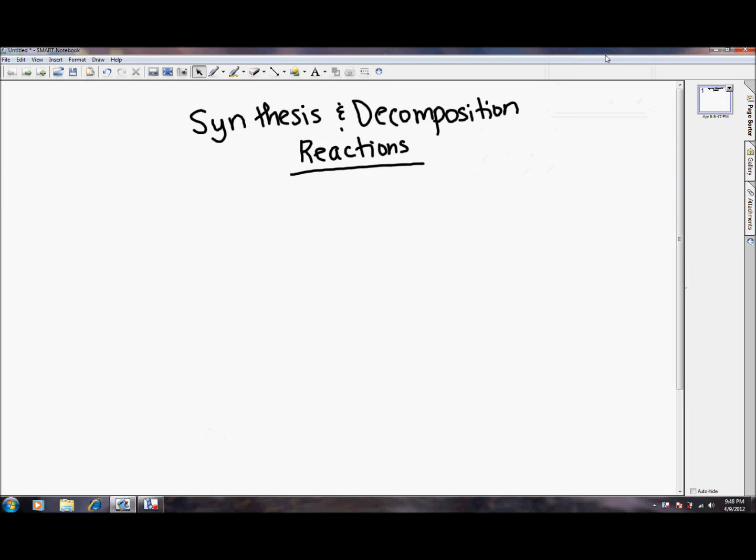There are several types of chemical reactions that we will be learning about in this particular unit. The first two are the synthesis and decomposition reactions. The word synthesis means put together.